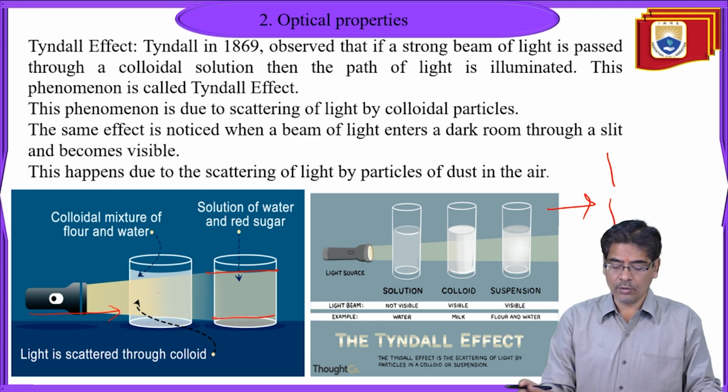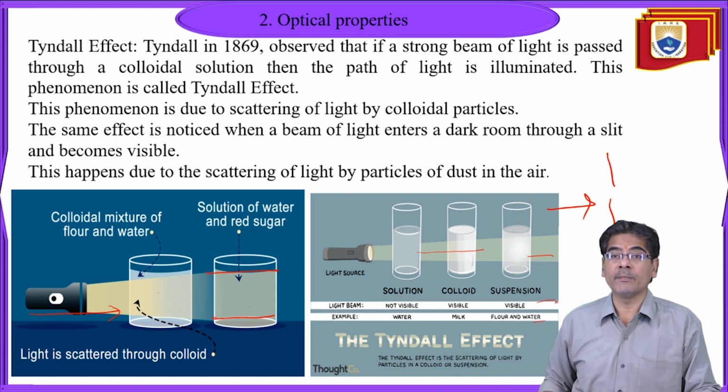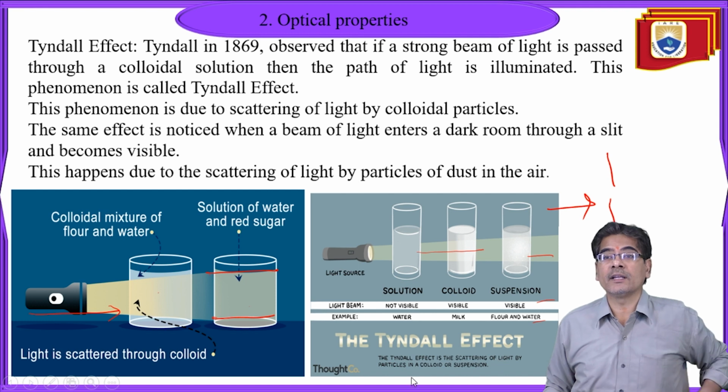We can see one more example here. There is a light beam, and the light beam is allowed to pass through the solution where it was not visible, and now it is visible. This is fluorine water. The Tyndall effect is the scattering of light by particles in a colloidal suspension.